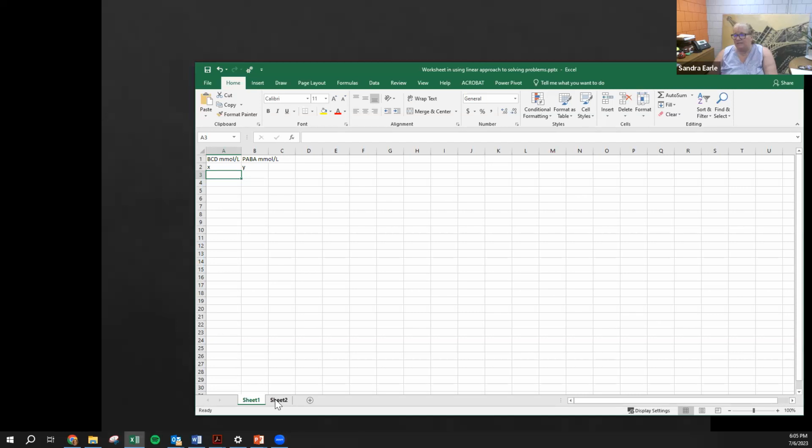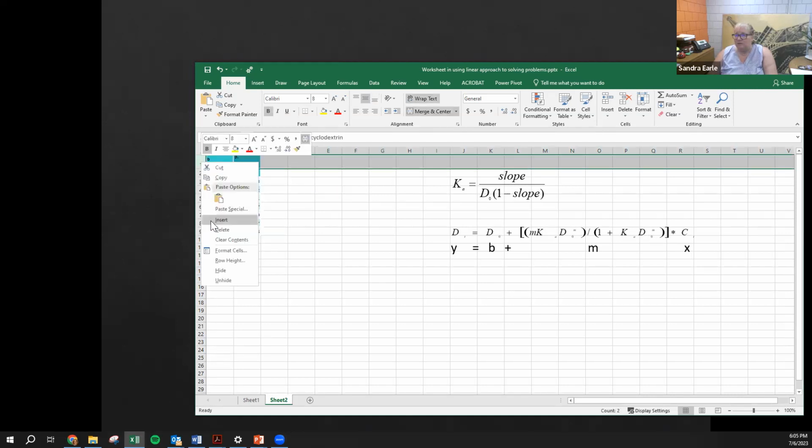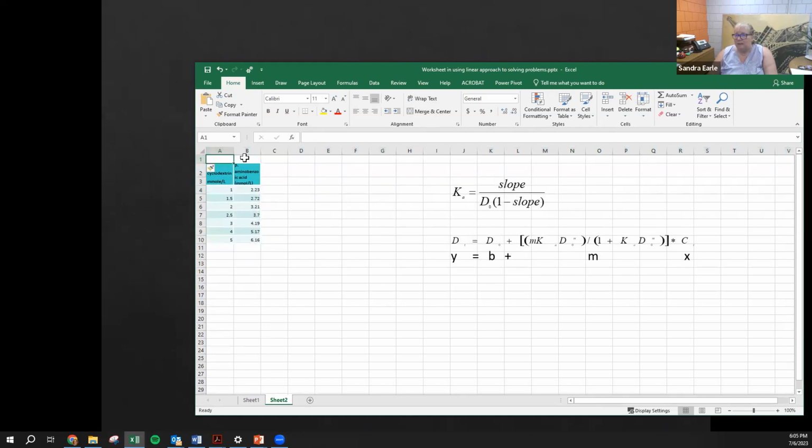So I did that here. I put all this data in here, just copied it from the table here. So this PABA is our Y data, and the beta-cyclodextrin is our X data. So what we can do then is plot this data. I'm going to plot this data right now.